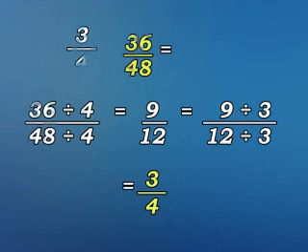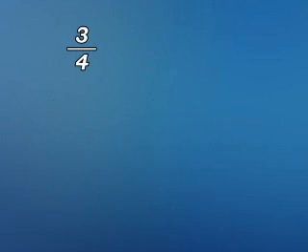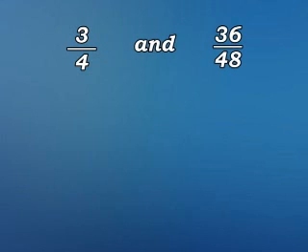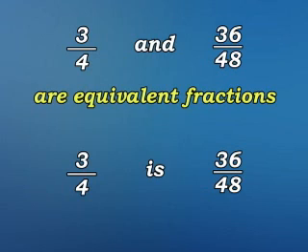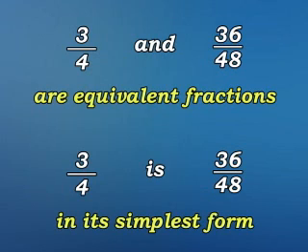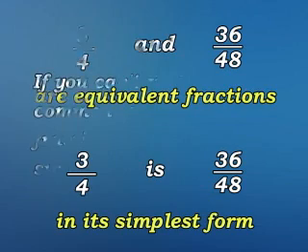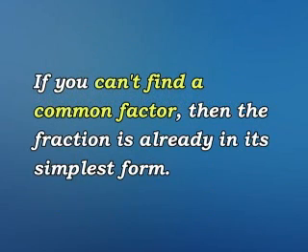So we can say that 3/4 and 36/48 are equivalent fractions. And 3/4 is 36/48 in its simplest form. You can't always do this. If you can't find a common factor, then the fraction is already in its simplest form.